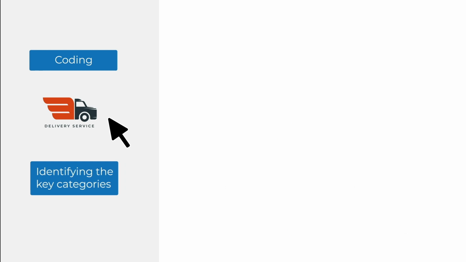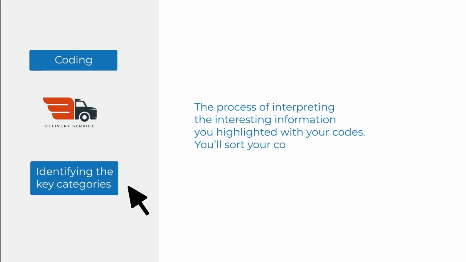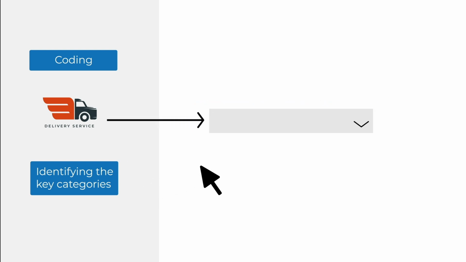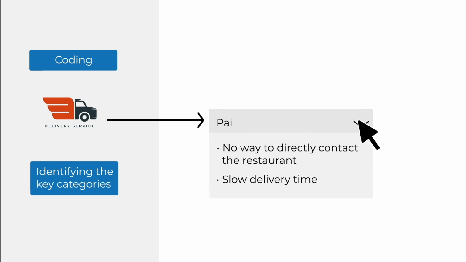Identifying the key categories of your research results is the process of interpreting the interesting information you highlighted with your codes. You'll now sort your codes into larger categories and label them. These categories should start to give you an idea of what information was most prevalent across your user interviews. Going back to the delivery app example, codes like slow delivery time or no way to directly contact the restaurant could all be grouped under the category pain points.